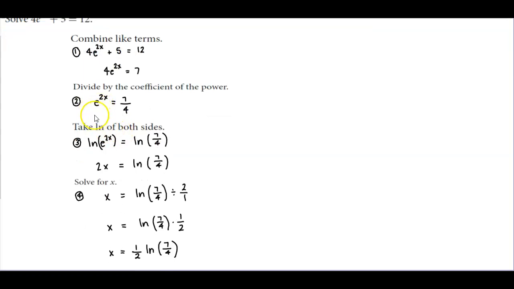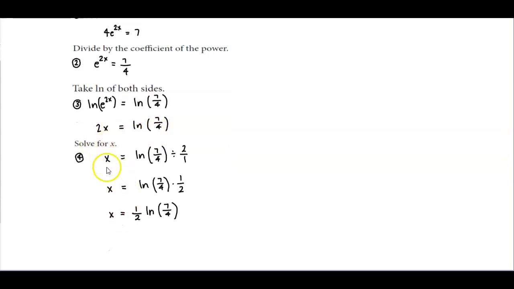And so now, since we have a base of e, then we can take out that exponent by taking the natural log of both sides. So taking the natural log of e to the 2x is going to equal the natural log of 7/4. So this remains the same, but recall here that the base is e, so we can automatically write out the exponent, which is 2x. So now 2x is going to equal the natural log of 7/4.